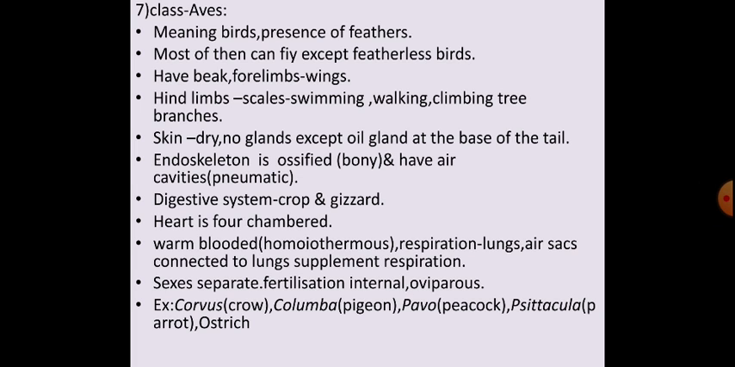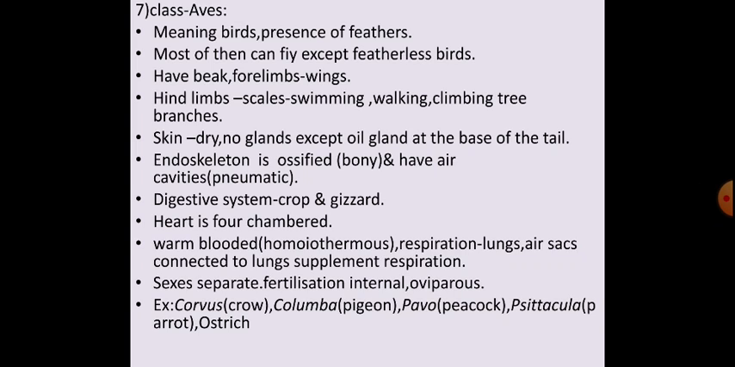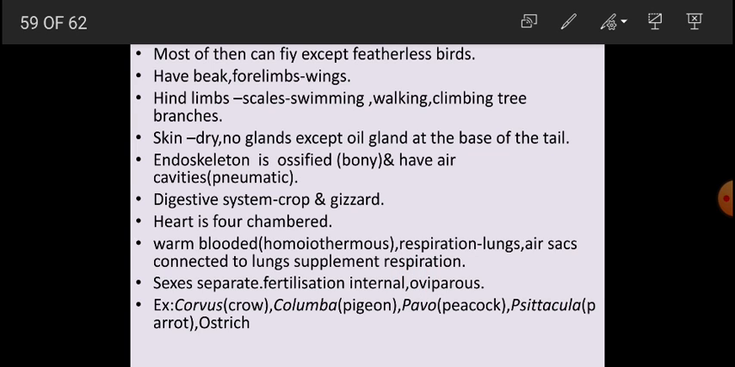Everybody knows the scientific name of crow is Corvus. Columba, pigeon. So this is pigeon. Scientific name of pigeon is Columba. Then Psittacula, scientific name of parrot. Psittacula means parrot. Peacock, scientific name is Pavo. And ostrich. Examples: crow, pigeon, parrot, peacock, ostrich, penguin, vulture. These all are examples of class Aves. All the birds come under class Aves.